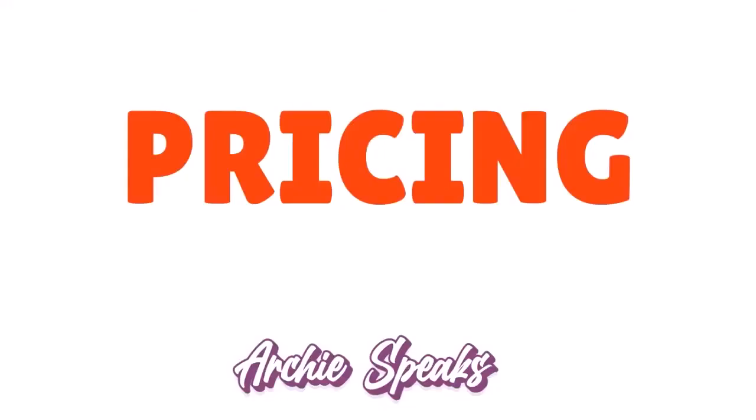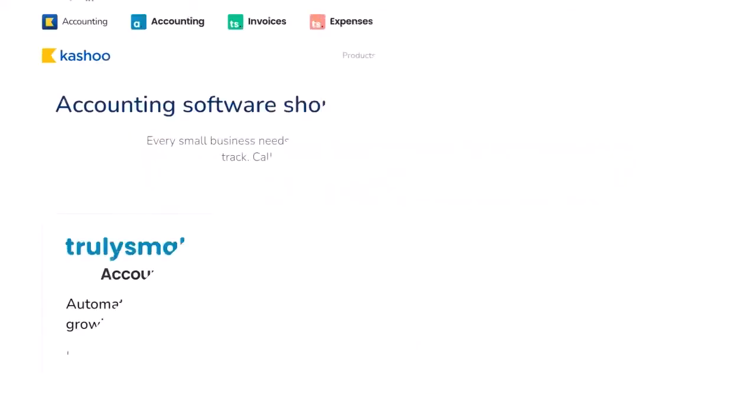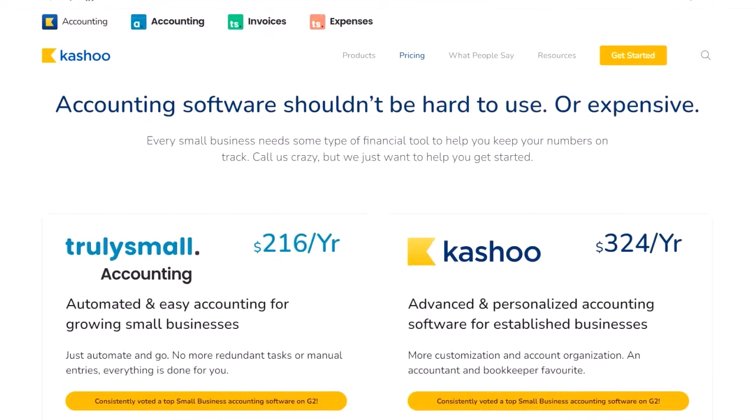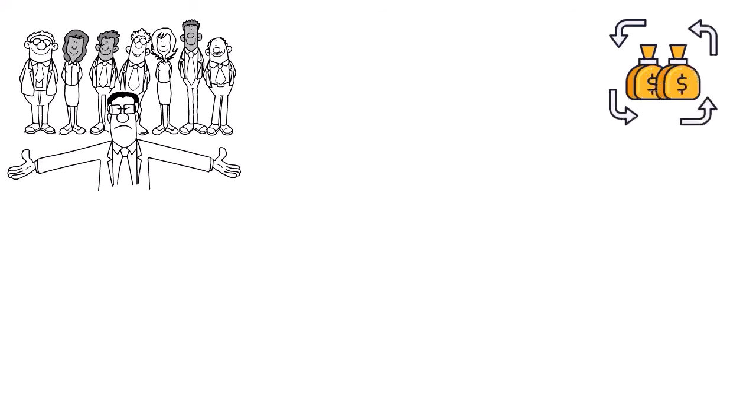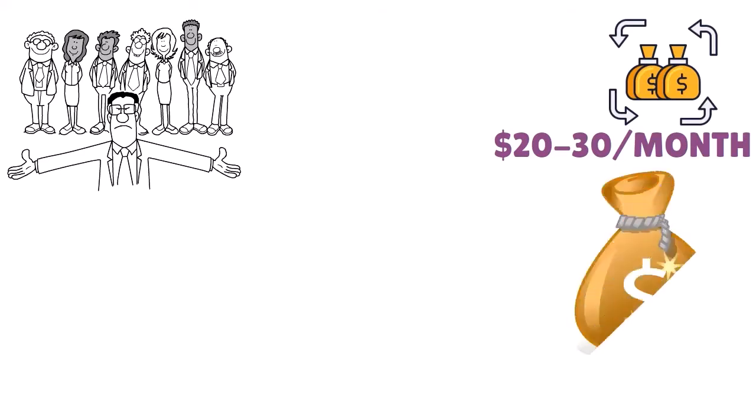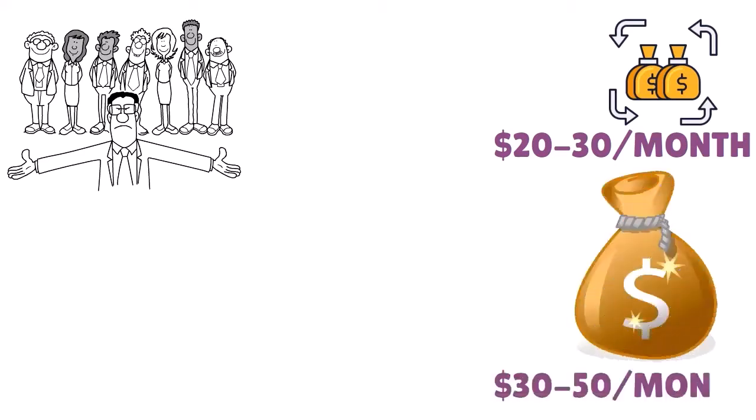I want to talk to you about pricing. Okay, so Kashoo offers 3 plans. They have what they call truly small invoices, truly small accounting, and Kashoo. So this is the tier. The truly small invoices is the plan that is free forever, okay? That's the basic tier. Then you have the truly small accounting that will cost you about $20 to $30 per month, depending on the kind of settings that you have. Then you have the Kashoo plan, that's about $30 to $50 per month.